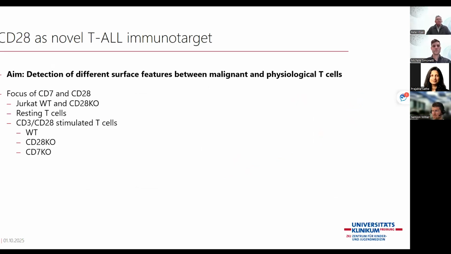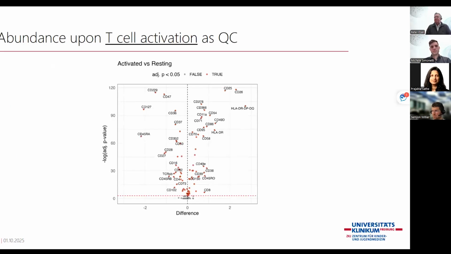And as I just said, the aim of this little project was to detect surface features that are different between malignant and physiological T cells. The main focus was here on CD7 and CD28 as some targets that we're currently investigating in the lab. So this is the reason why we took some malignant Jurkat cells and also some physiologic cells in order to understand in particular these details, looking at the different layers of information that Michele has just beautifully laid out for you, one of them being abundance.